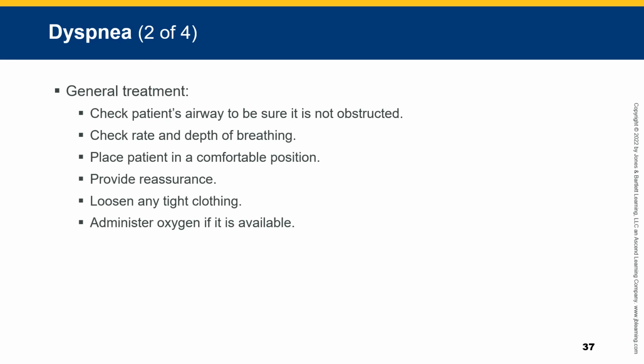With dyspnea, in terms of general treatment, you want to check the patient's airway to confirm it is not obstructed. Check the rate and depth of the patient's breathing and be prepared to assist with mouth-to-mask, mouth-to-barrier, or bag mask device rescue breathing. Place the patient in a comfortable position, provide reassurance, loosen any tight clothing, and administer oxygen if it is available and you're trained to do so.